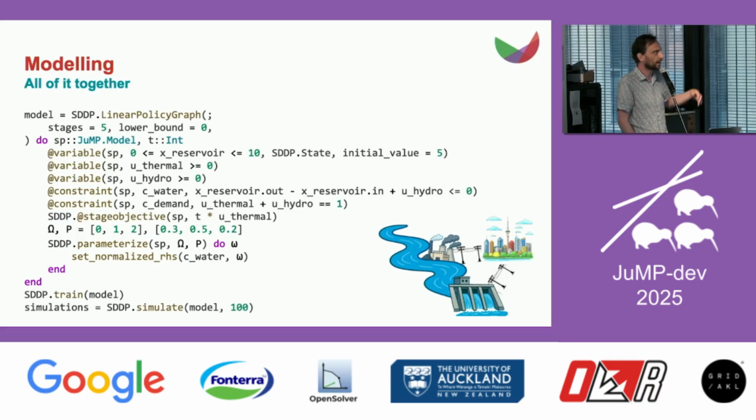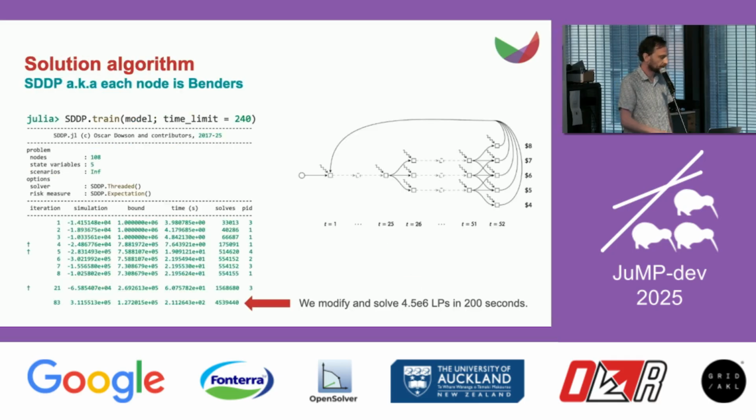So putting it all together, we can write down our multi-stage stochastic optimization problem, hopefully in some very nice, terse syntax that's explainable at the same time. And at the bottom, we can go away and train our model and simulate it, but we won't really go into the details of what's exactly going on behind the scenes in the algorithm of how we solve this problem. I just want to give a little hint of it, though.